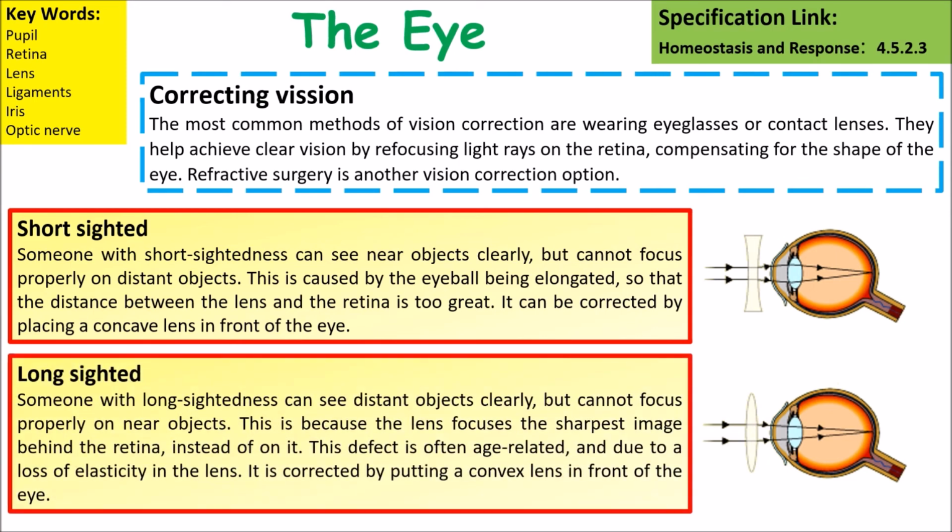Someone with long-sightedness can see distant objects clearly but can't focus properly on near objects. This is because the sharpest image is behind the retina instead of on it. This defect is often age-related and due to a loss of elasticity in the lenses. It can be corrected by putting a convex lens in front of the eye.